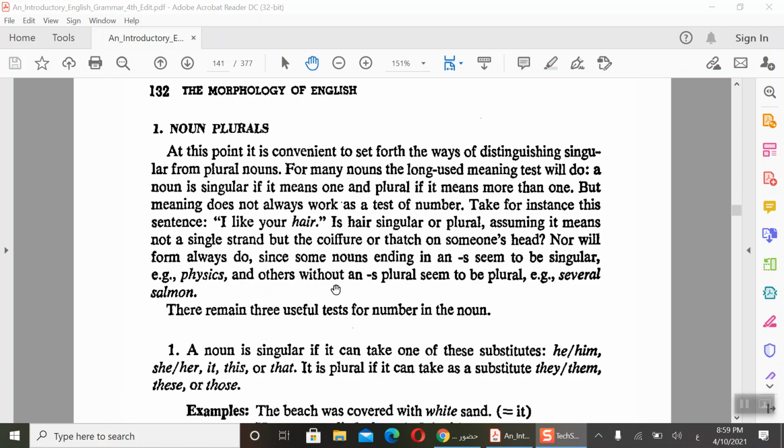For example, the word physics ends with S, but it is singular. Other words, for example, Solomon does not have S, but it is plural. So, generally speaking, singular and plural are clear, but sometimes we have exceptions and we have to know these exceptions.